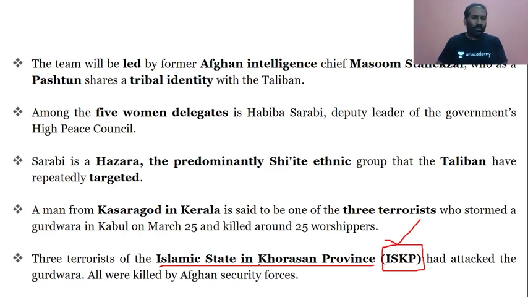That means our discussion is now very clear from the prelims factual point of view. The terrorist organization responsible for the attack on the Gurudwara in Kabul, which killed 25 minorities, the Sikhs, is none other than ISKP, the Islamic State in Khorasan province. Earlier, ISIS is the Islamic State in Iraq and Syria. Please do understand, ISIS is Islamic State in Iraq and Syria.